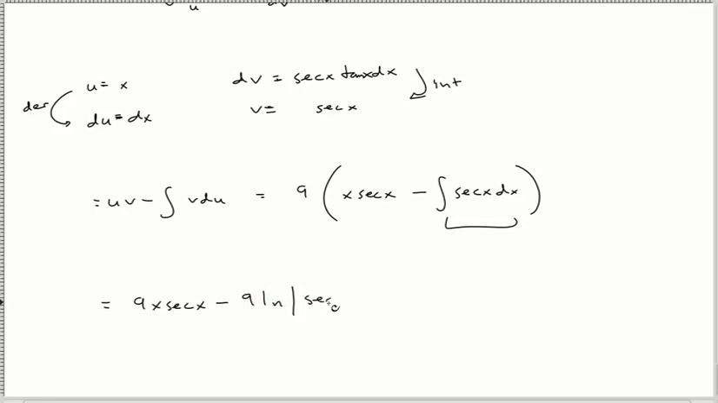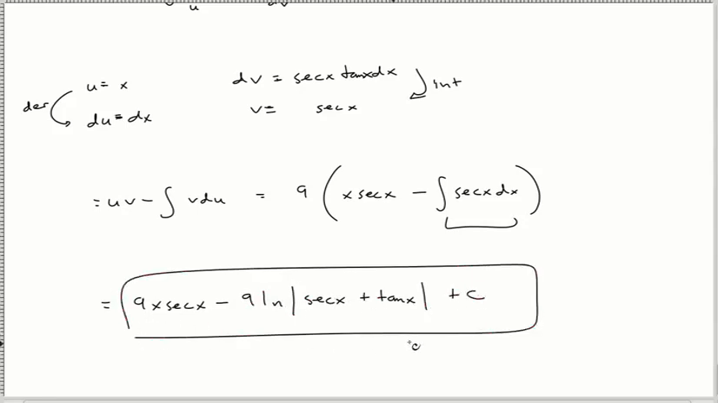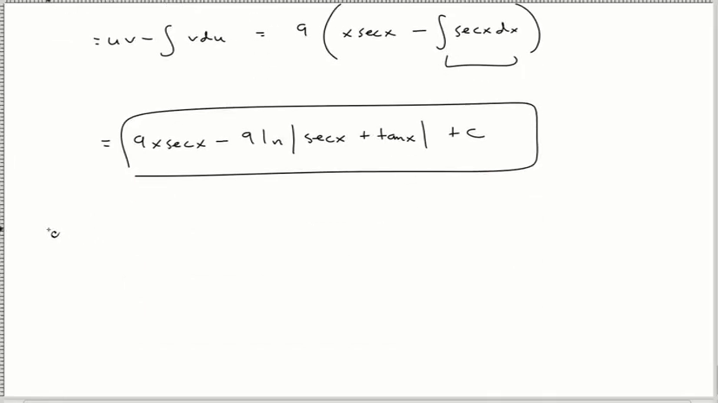It's ln of secant x plus tangent x. That is just a formula. So if you could just, I don't know, memorize, write it down, whatever, integral of secant is ln of secant plus tangent. Just one of those formulas. Let's do another one.